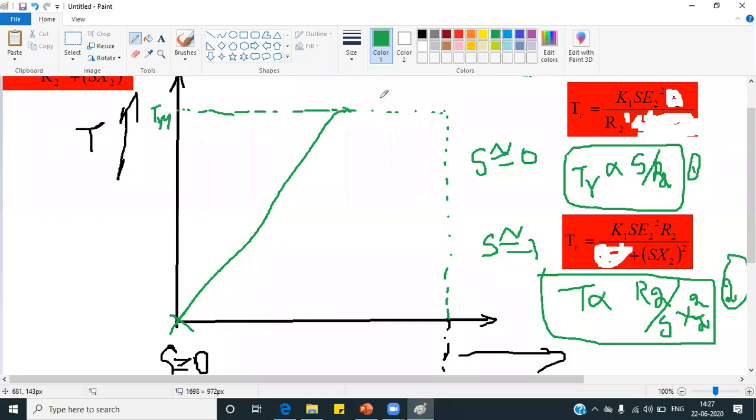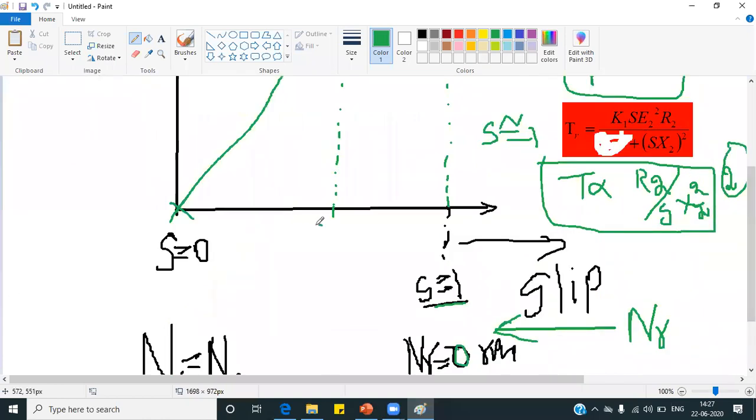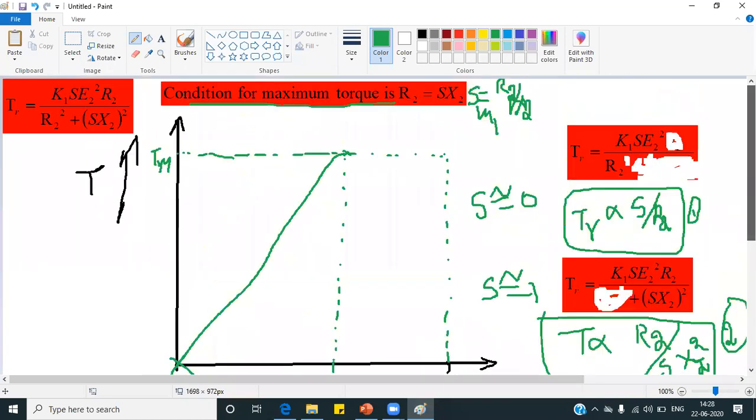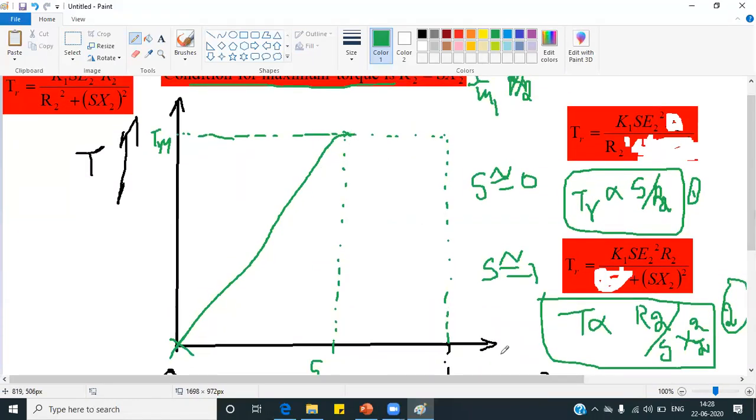Now after this, at this point, what is the value of slip? You see, this is the equation we wrote. Let's write this as SM1, where SM1 is equal to R2 by X2. Now see, after this point, slip values are high, right?